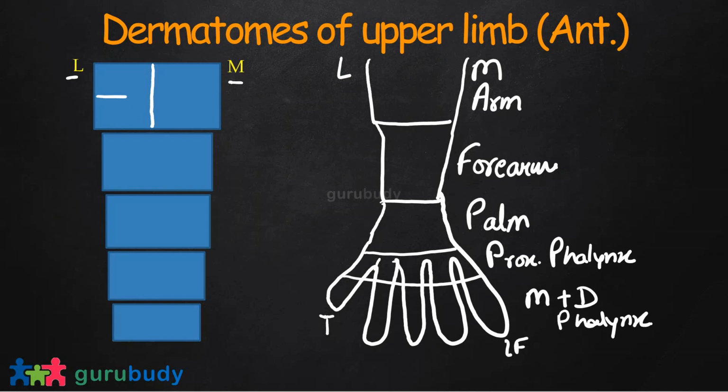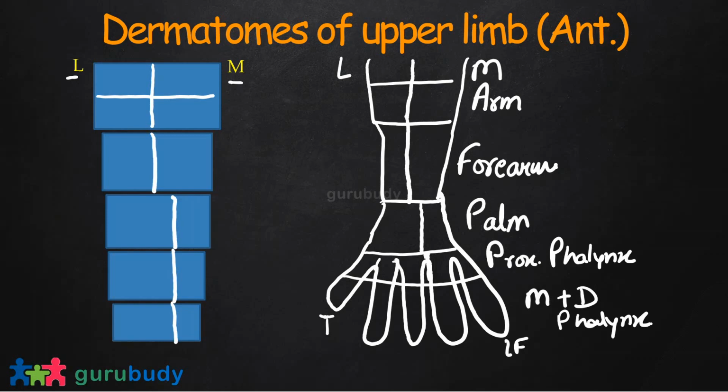So we are going to divide this block into 4 equal quadrants. Further, we are going to divide the forearm into 2 parts. In this one, we are going to divide it from here, approximately 2/3 part. So here also in a similar way. Now we have divided the anterior part of the upper limb into these boxes. This one represents arm, this represents the forearm, this represents a palm, proximal phalanx, then middle and distal phalanx. What next?